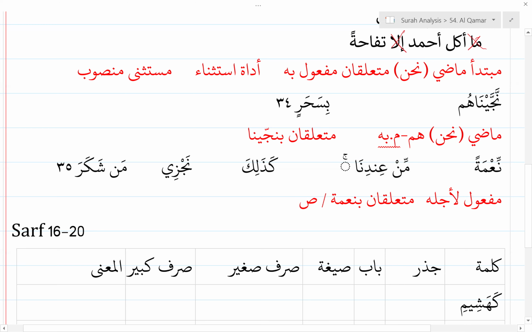It can also be a sifa of ni'matan. See, ni'matan is nakira and then followed by a jar majroor. So this could also be a sifa to ni'matan. It's describing that kind of sifa. What kind of a sifa was it? It was a special kind of sifa from us. Yeah, so that's how you look at min indina.